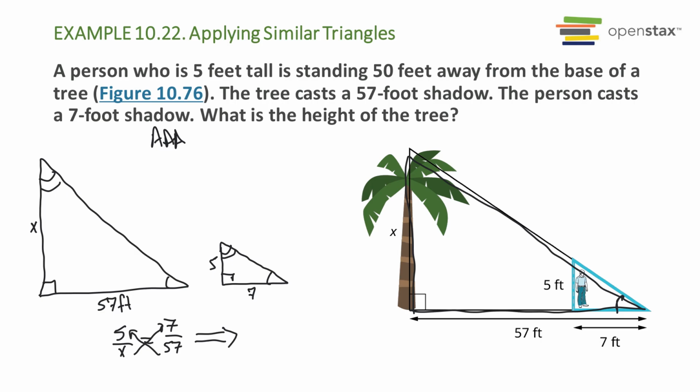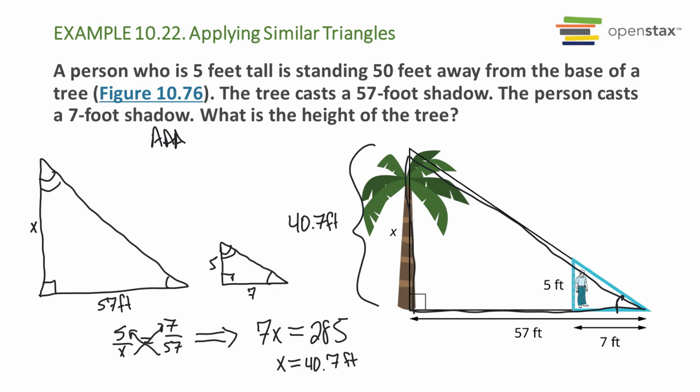When we cross multiply, we get 7 times x, which is 7x, and 57 times 5, which is 285. Then we divide both sides by 7. That tells us that x is equal to 40.7, and this is in feet. So this tree must be 40.7 feet tall.